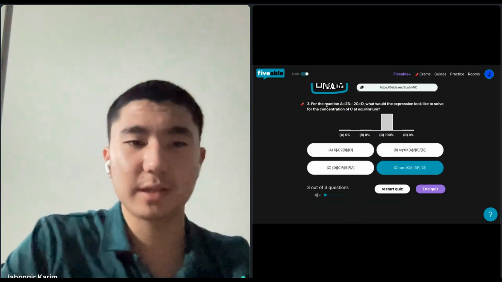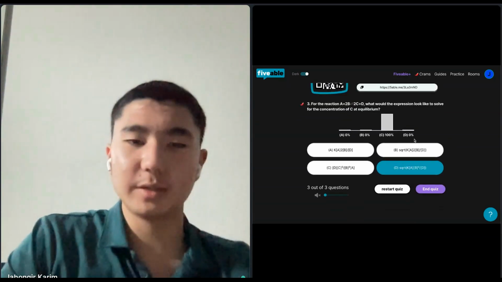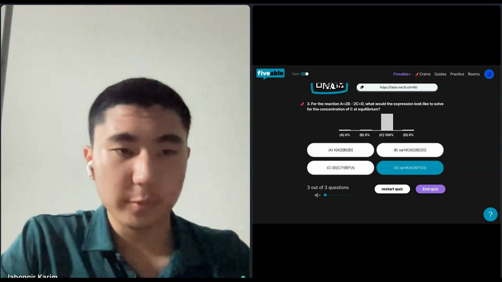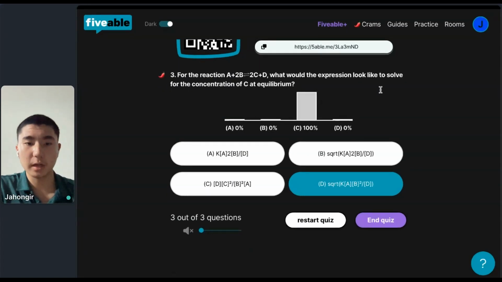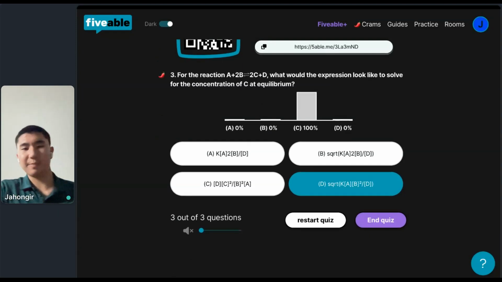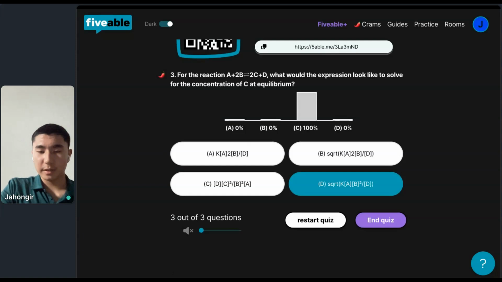And this isn't the answers that you guys got. It's just showing some of the answers that were shown. But let me move to stage left so you guys can see this better. So we have the square root of K times A times B squared over D. So that's just basic algebra for solving it.